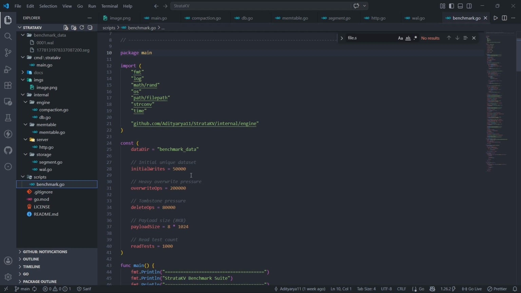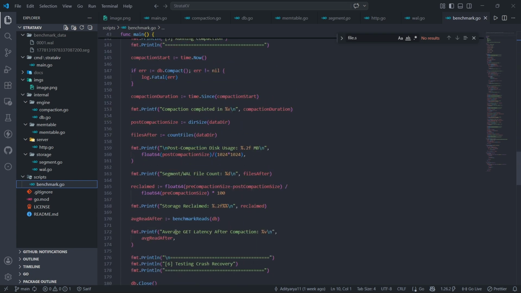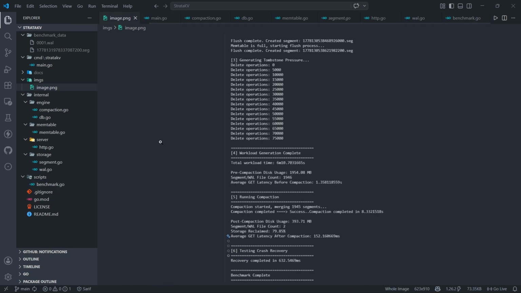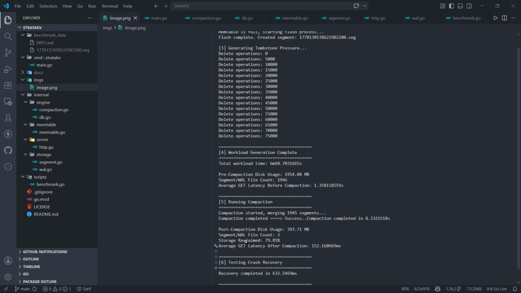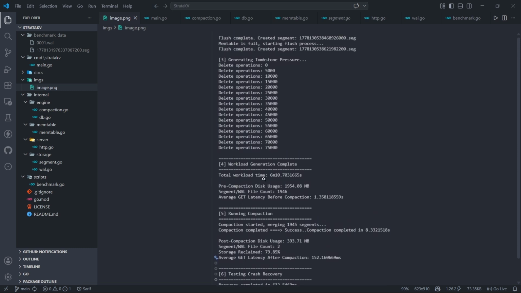Now let's see some benchmarks. I built a benchmark suite specifically to validate append-only growth behavior and compaction trade-offs under heavy overwrites. This includes 50,000 inserts, 2 lakh overwrites, 80,000 deletes, and 8 kilobyte payloads. The benchmark is as you can see in the image. These are the deletion operations, and here are the workload time and everything.